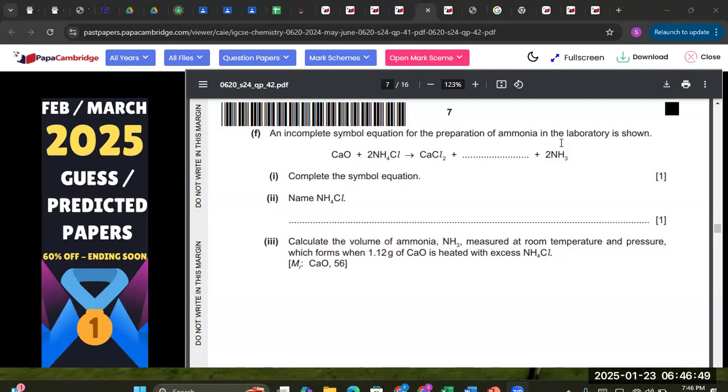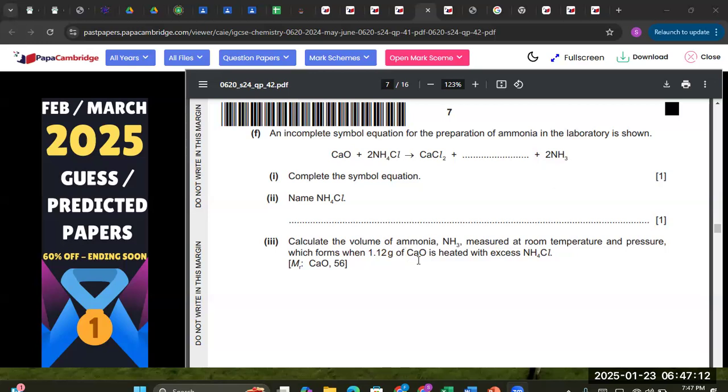We do mole ratio, right? That's what you do. You do mole ratio. So you know the moles of calcium oxide. Now look at the balancing. There is one calcium oxide but two ammonia. So you will do it as a ratio. One calcium oxide is equal to 2 ammonia.